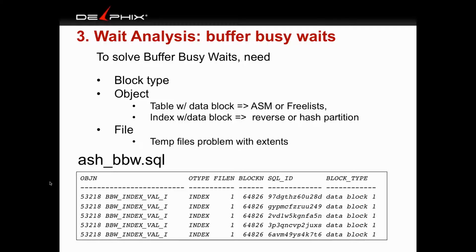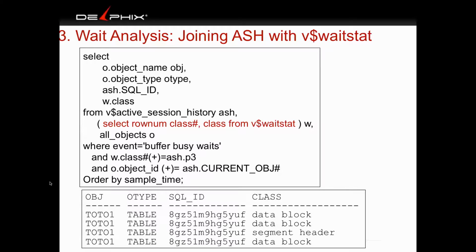The output looks like this. It tells you the object we're waiting on, the object type, in this case an index, the file and block number, and the SQL and block type. With this output, that's enough to solve it for most cases. As we saw, if it's an index, we can do a hash index. If it's a table, we can put it into ASSM or add free lists. This is the query.